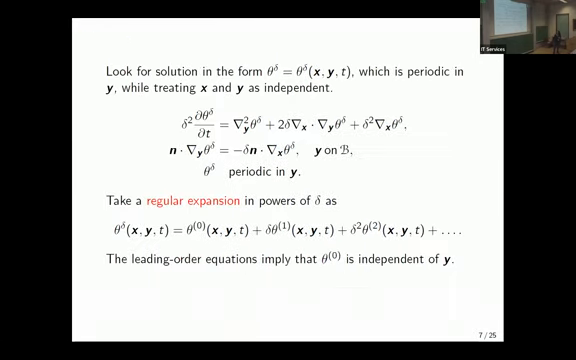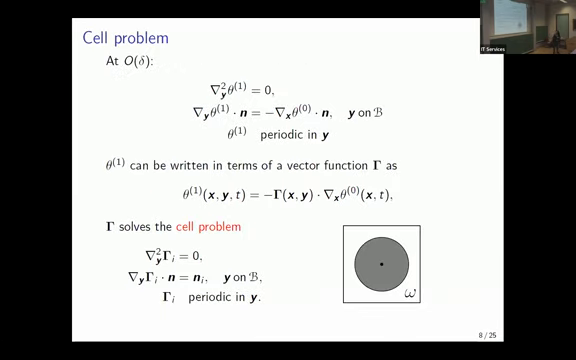Okay, and the leading order problem is such that this term turns out to be independent of the microscale, so it's just a homogeneous function. At the next order, we have a problem that is given here, whose solution may be written in terms of the vector function gamma as annotated here, where gamma solves a cell problem. So it's a problem that is entirely defined on the cell omega, in which case here we have taken the cell with the obstacle at the center, but any cell could work.